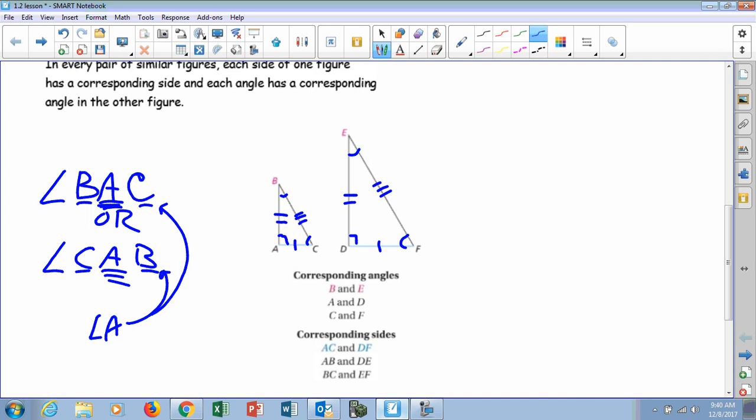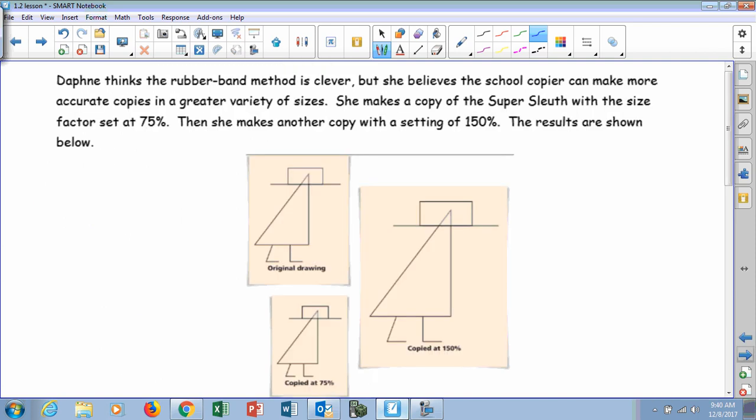All right, so let's turn the page. There's our little intro. Daphne thinks the rubber band method is clever, but she believes the school copier can make more accurate copies in a greater variety of sizes. She makes a copy of the Super Sleuth with the size factor set at 75%, and she makes another copy with the setting at 150%, and the results are shown below. There are pictures.